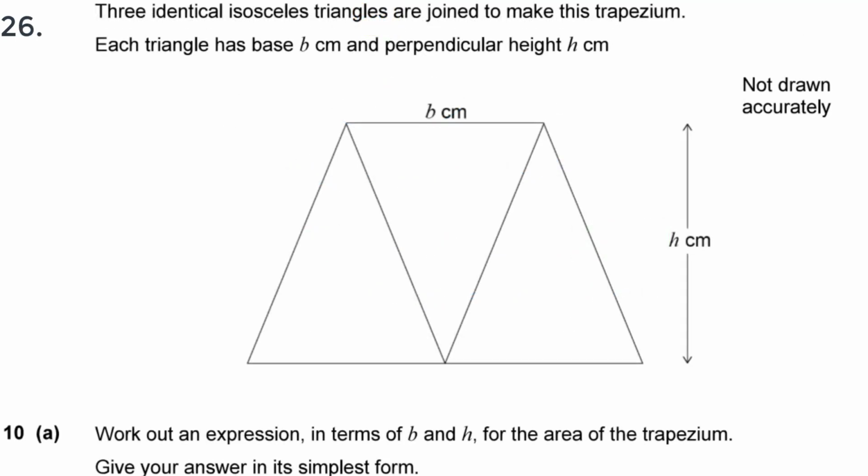3 identical isosceles triangles are joined to make this trapezium. Each triangle has a base of b and a perpendicular height of h. Work out an expression in terms of b and h for the area of the trapezium and give your answer in its simplest form. Okay, so first off, we know that these are 3 similar triangles. So if the baseline of that middle triangle is b, then this also has to be b, and this also has to be b. So that's quite helpful, because then if this is from b to here, we know that this must be 2b from here to here.